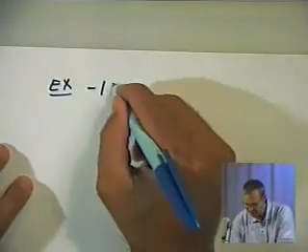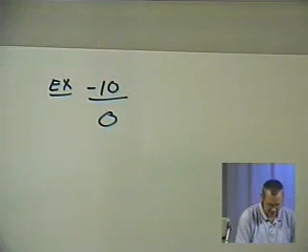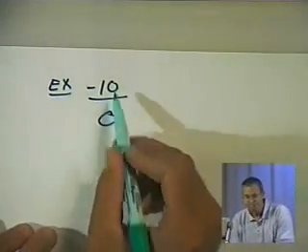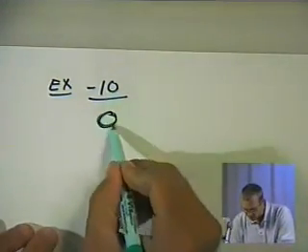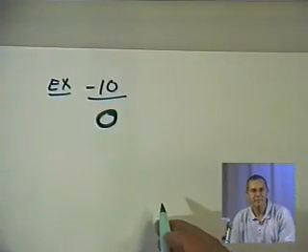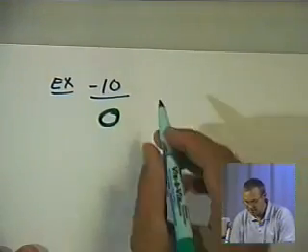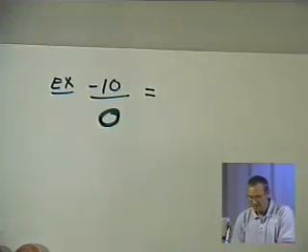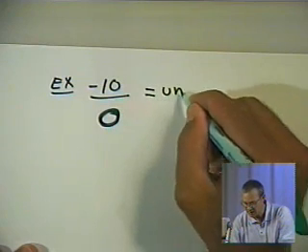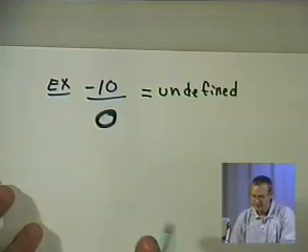How about negative 10 divided by 0? Now, what is negative 10 divided by 0? That's a good question. In mathematics, one no-no is division by 0. We cannot divide by 0 in mathematics. So we have to have some way to represent this problem. And what we're going to say is anytime we divide by 0, the answer is going to be undefined.